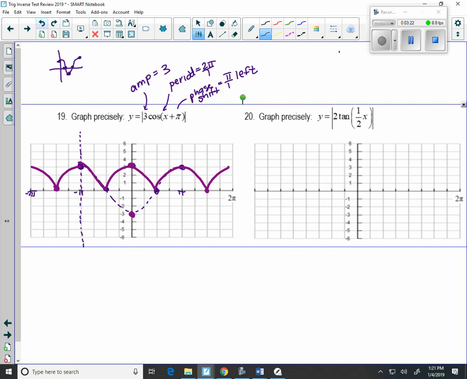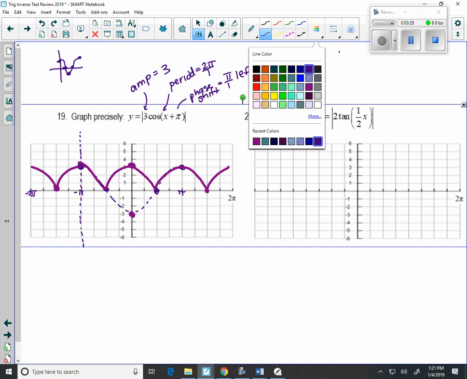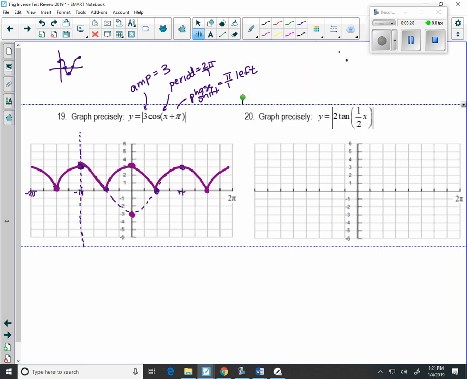For tangent, remember tangent is our graph that's a little bit different. Tangent has a period of pi. So here we have a vertical stretch of 2. Remember, tangent doesn't have an amplitude since it is infinite. And then here, our usual period is pi, so the period is pi divided by the number in front of x. So that's going to be pi times 2 over 1. So the period of tangent is 2 pi.